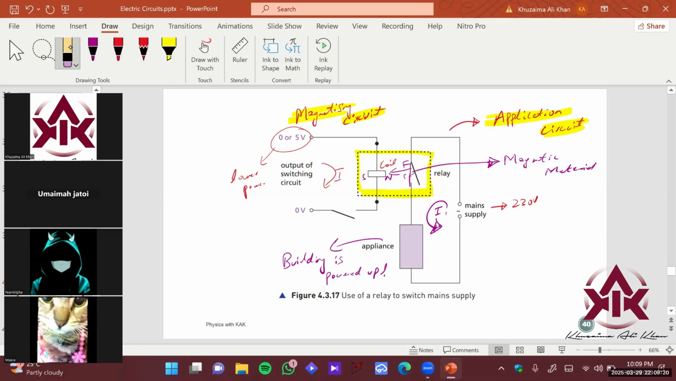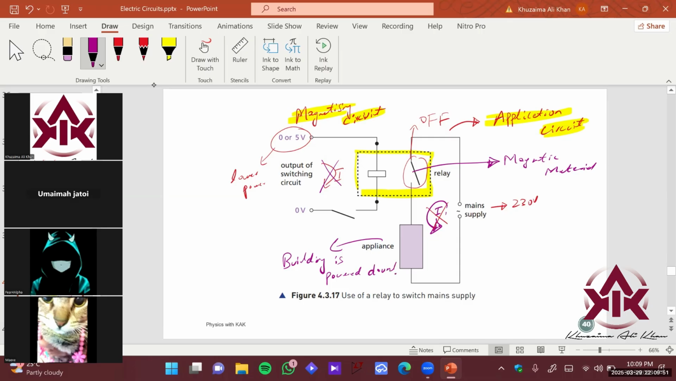Okay, you can simply make it open again. So there will be no current flowing in the circuit, right? So there will be no force. There will be no magnetism in the coil. There will be no poles here. So there will be no force that is going to close the circuit. And hence this switch turns off again, and it leads to no flow of current, and the building is now powered down, right? So that is how this relay operates here.